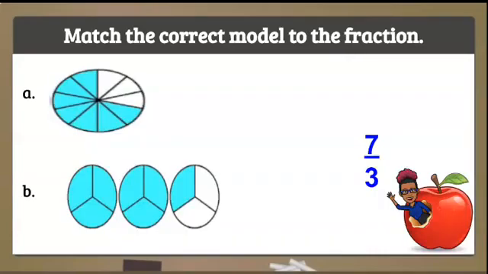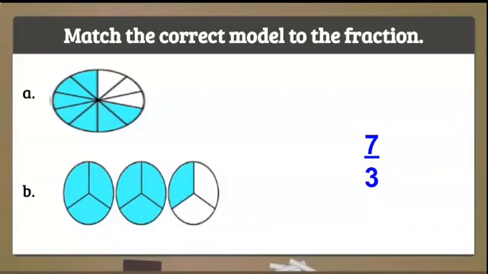Match the correct model to the fraction 7/3. Numerator greater than denominator. So we know we're talking about more than a whole. B. So we match B, where we have 2 wholes.